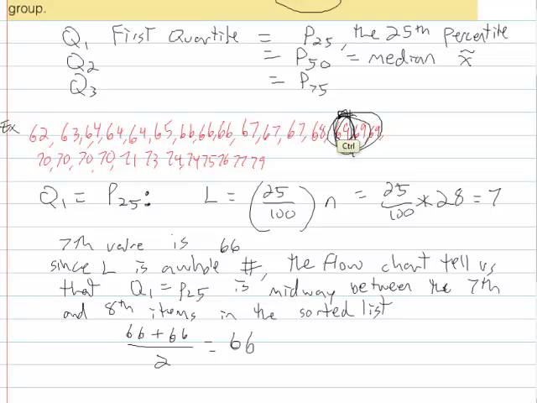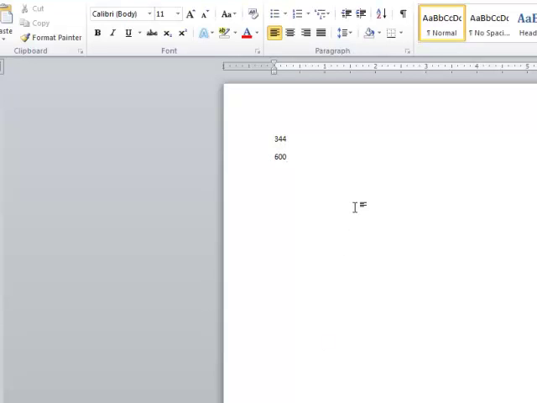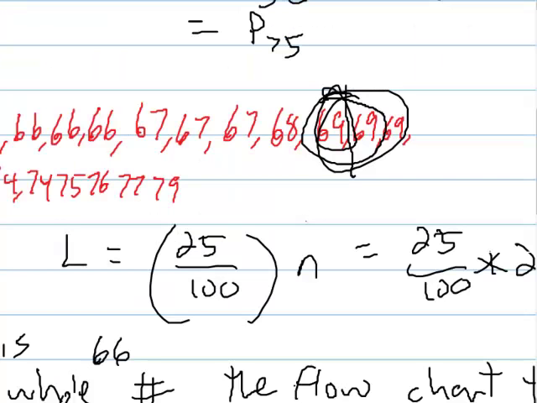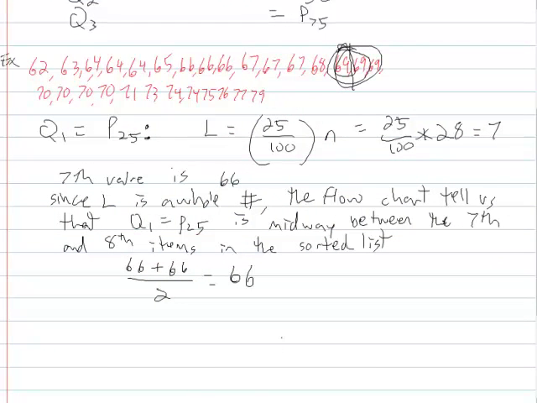If the sample size is even, then the median should be between those two middle values. And this process with the flowchart gives us the same thing for Q2. So Q2 ends up being 69, because that happens to be what's between these two values.